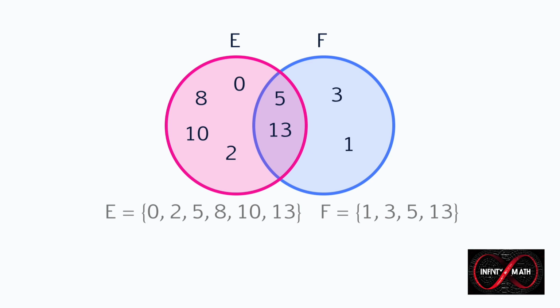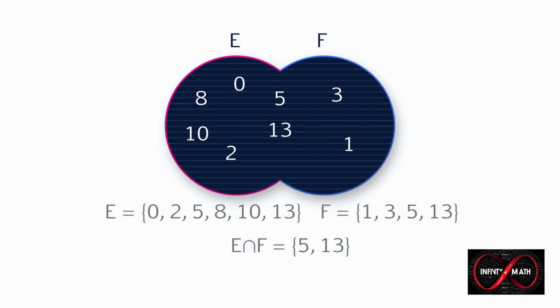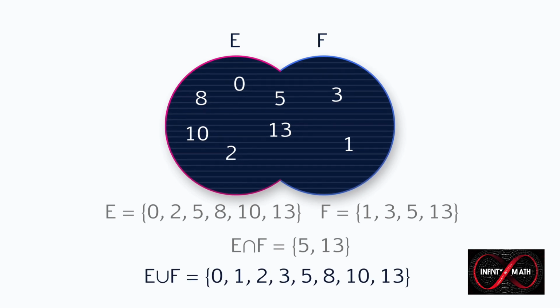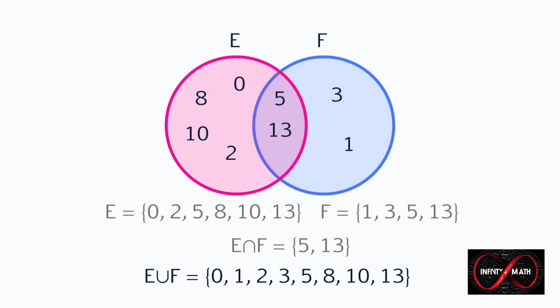Now, let's see how the union and intersection of the two sets can be read directly from the Venn diagram. The intersection of the two sets is made up of the elements located in the region where the two circles overlap. So, from the Venn diagram, you can read that the intersection of sets E and F is the set containing 5 and 13. All elements inside the perimeters of both circles are the elements of the union. Notice that this includes the elements located in the region where the two circles overlap. So, from the Venn diagram, you can read that the union of sets E and F is the set that contains the elements 0, 1, 2, 3, 5, 8, 10, and 13.